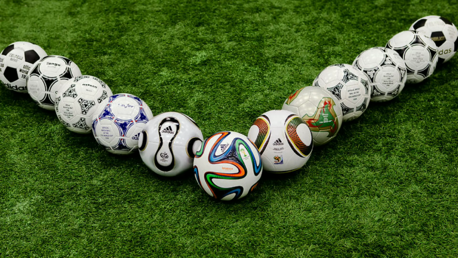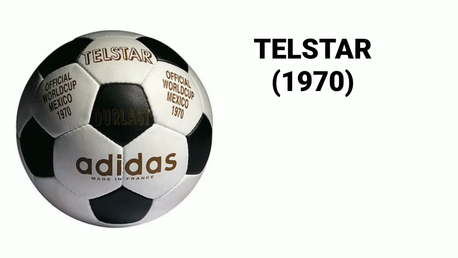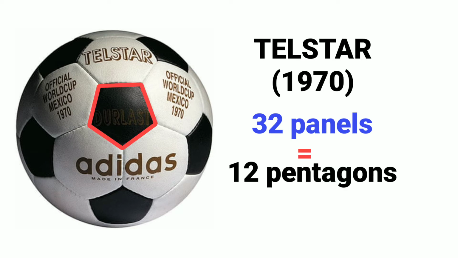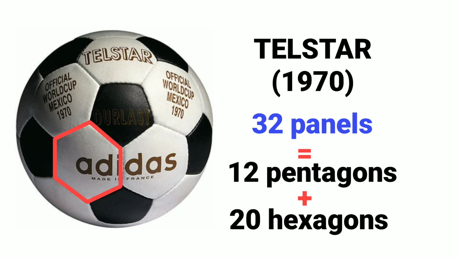Each World Cup match ball is based on one of these Platonic solids. Telstar was introduced in the 1970 FIFA World Cup. The 32-panel ball with 12 black pentagons and 20 hexagons is one of the most iconic footballs of all time. But how is the Telstar made from a Platonic solid?